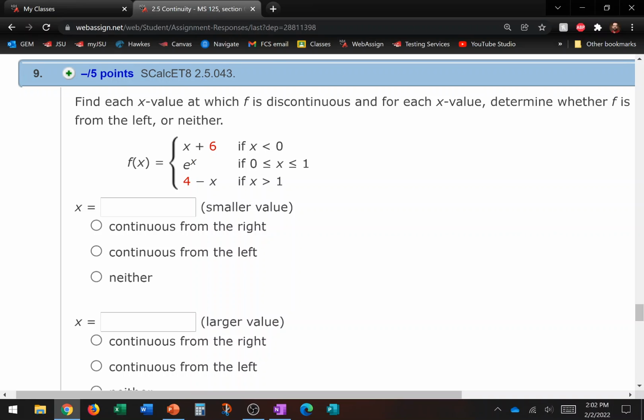Here we could look at the behavior around 1. So if we put in 1 here, we would get 3. And if we put 1 in there, we're going to get e. So they're not going to match. So we have a discontinuity there.